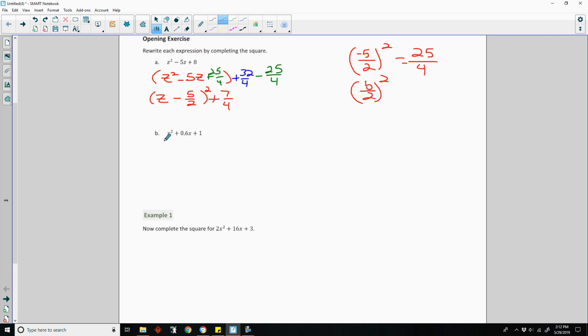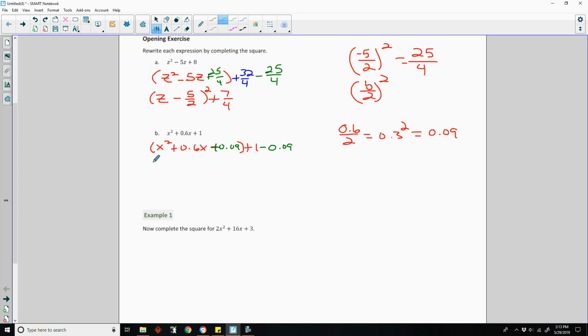Okay? Next one. Parentheses, put the x terms together in the parentheses and leave a space and put the constant outside. Off to the side, take your b and divide it by 2, and that equals 0.3, and square that, and 0.3 squared is 0.09. So 0.3 squared goes here. I'll do it in a different color. And since I added 0.09, I need to subtract 0.09.